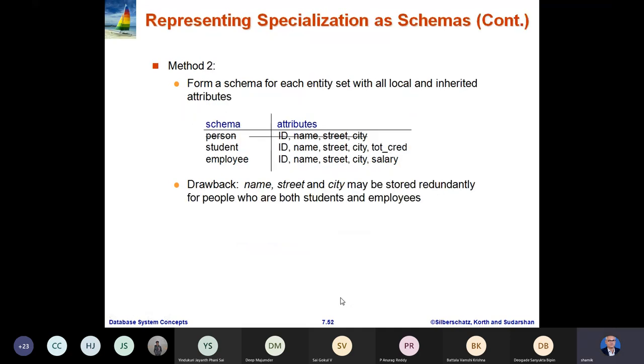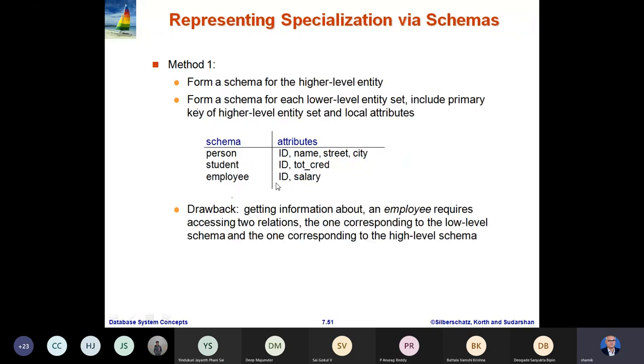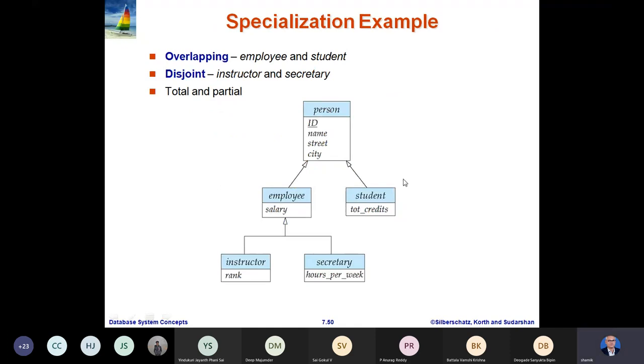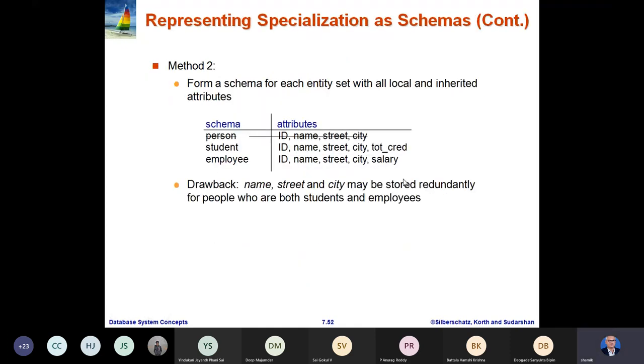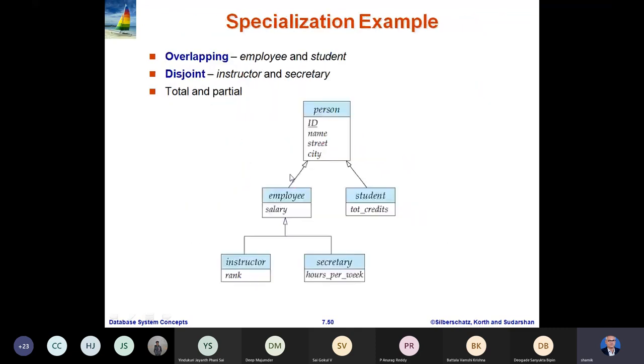Now, if we consider method 2, what we do is form a schema for each entity set with all local and inherited attributes. So again, we are focusing on the first two levels. Instead of having that person table, we could have student with ID, name, street, city, total credits. We can have a table at the lowest level. Assume that this is the lowest level. For the timing, let us not worry about instructor and secretary. So we could have one table for employee and one for student, but nothing for person.